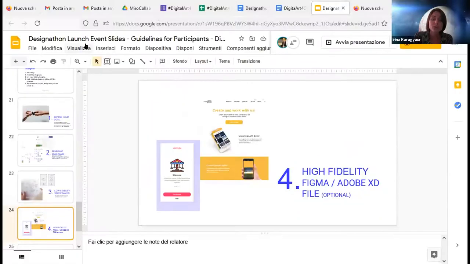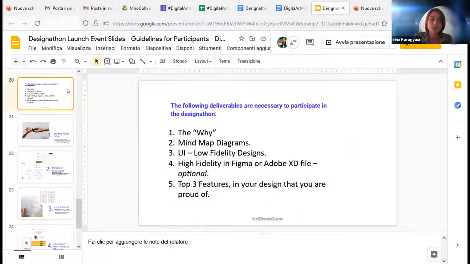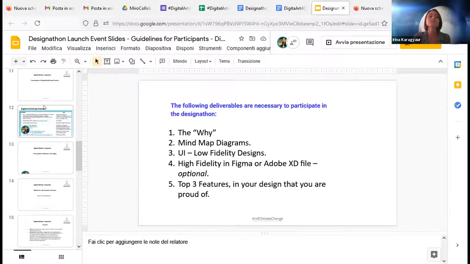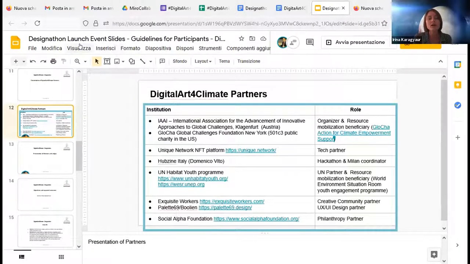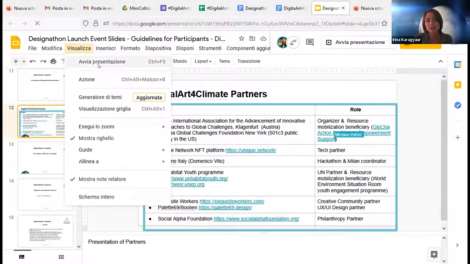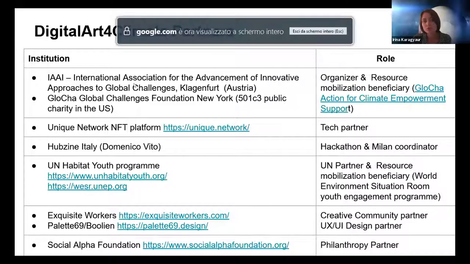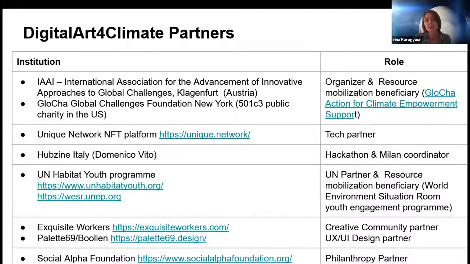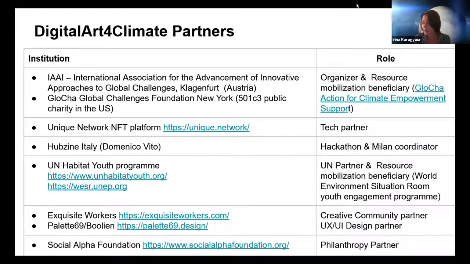Also, we as Unique Network are using a proof of stake blockchain solution, which is environmentally friendly. And we are now part of the clean NFT consortium, so to speak. We also support climate initiatives, and we believe that we have to provide the best possible solution in the most environmentally friendly way.